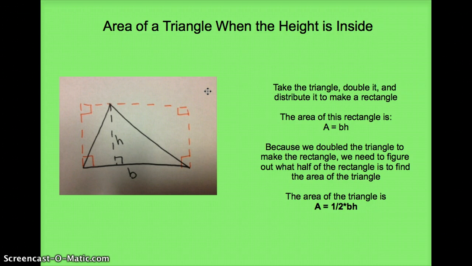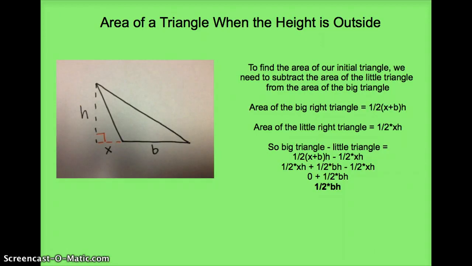We have a rectangle. And similar to the last problem, we know that the area of this rectangle will be area equals base times height, because here's our base and here's our height. Now we need to figure out the area of the initial triangle. Because we doubled the triangle to make the rectangle, we need to half this area to find the area of the triangle, because this triangle is only taking up half of the rectangle. So similar to the last problem, we're going to half this area. So the area of the triangle will be 1/2 base times height.